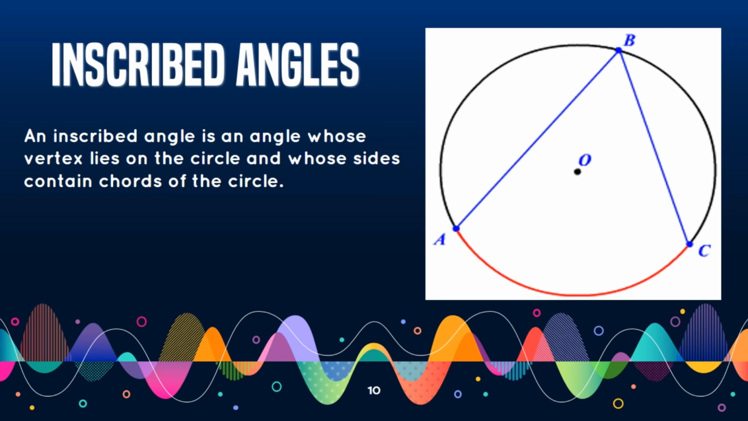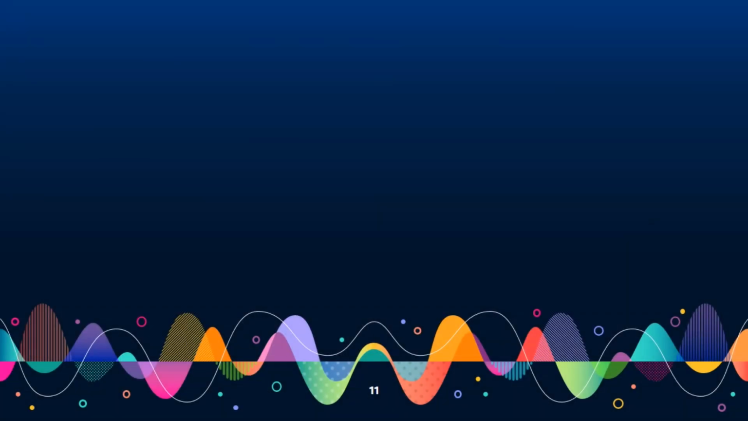So we have here angle ABC as an inscribed angle of circle O in the figure shown on the screen. So we can conclude that chord AB and chord BC are the sides of angle ABC, and then B is the vertex of the angle which is found on the circle, not on the center but on the circle. Therefore, we can tell that angle ABC is an inscribed angle.